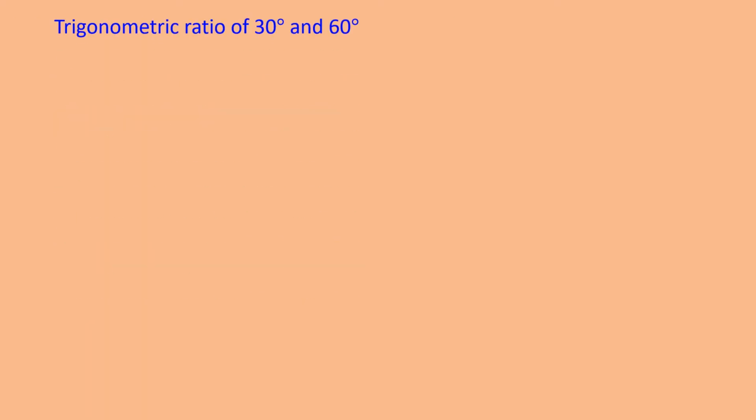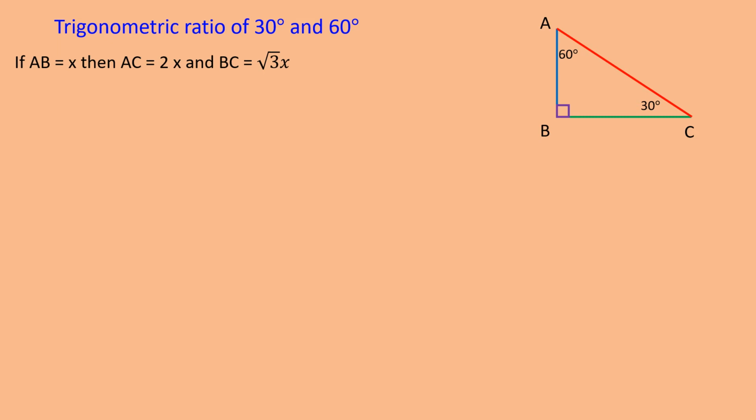Let us go further. We are going to learn something to find out the trigonometrical ratio of 30 degree and 60 degree. As you know, trigonometry means we require right angle triangle. So we have here right angle triangle ABC. You can see in the diagram angle C is 30 degree. So automatically angle A will become 60 degree.